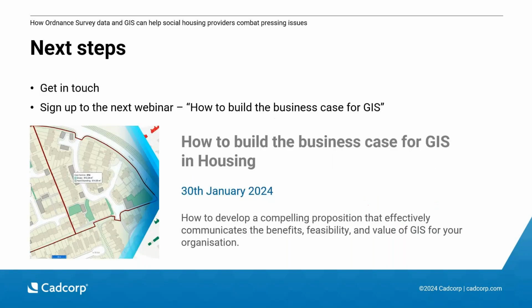So I suppose the next to last slide for me is the next step. As you can see from the presentations and demonstrations we've done, OS data and GIS can help with a number of challenges that we've identified that social housing providers are currently going through. As I said at the start, if you wanted to talk about your current challenges, I'd be more than happy to set up a Teams meeting to discuss those issues further, and how you might use the GIS and the OS data to get around them and resolve them.